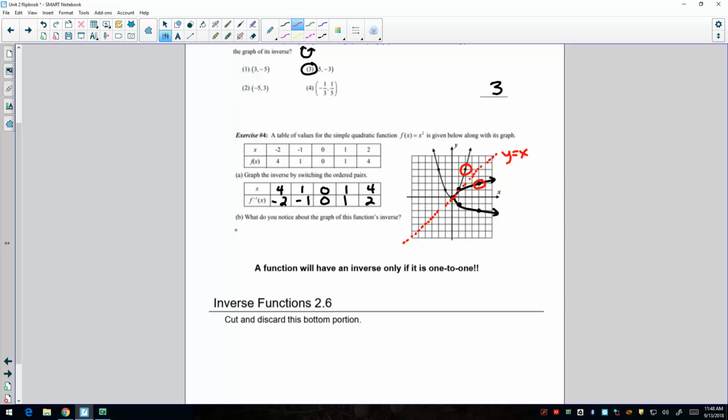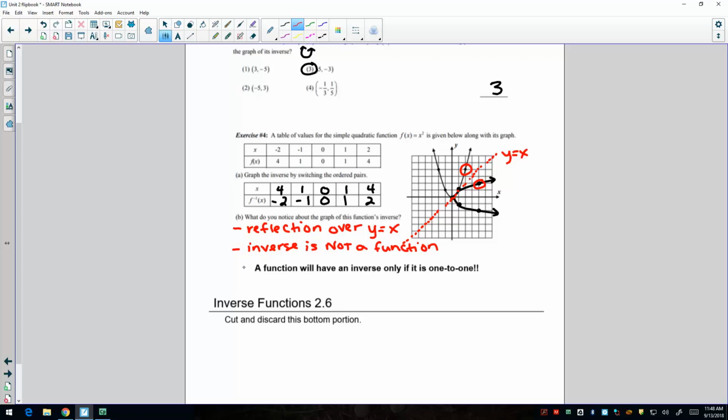There's two things you should notice about this function's inverse. So the first thing is that it's a reflection over the line y equals x. The second thing you should notice is that the inverse graph, the one we just sketched, is not a function. It will not pass the vertical line test. If I drew a vertical line through this graph that I just graphed, it will not pass the vertical line test, okay? So it's not a function.